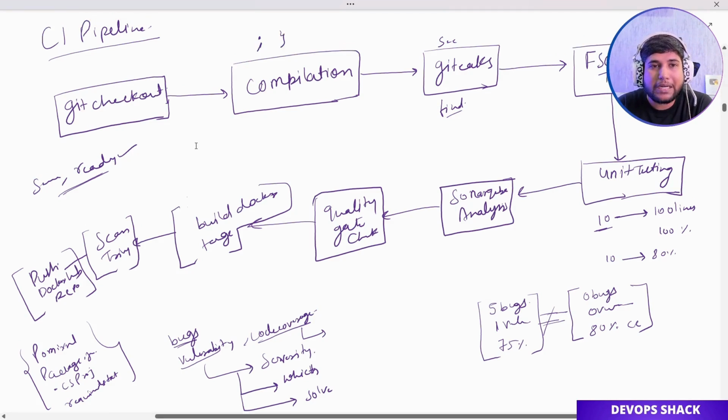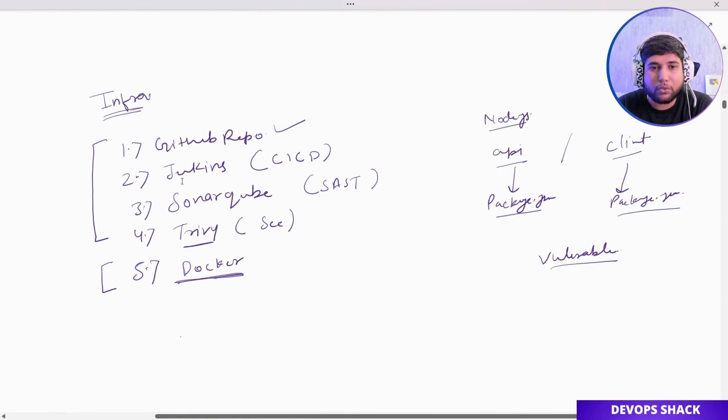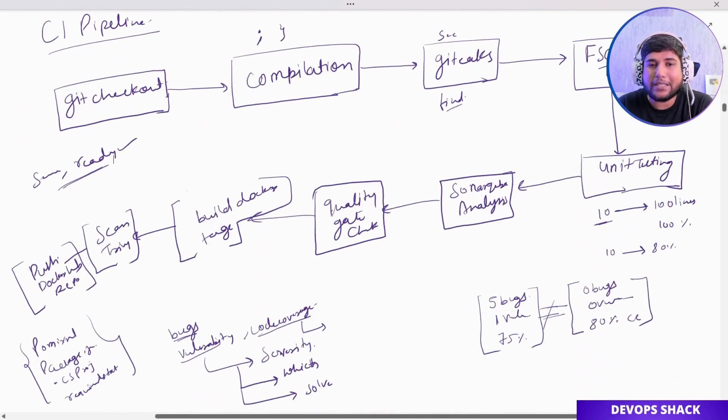So now what we can do is get started with the infra setup, whatever tools we'll be needing, and then we can write the CI pipeline from scratch, right? So let us do that.